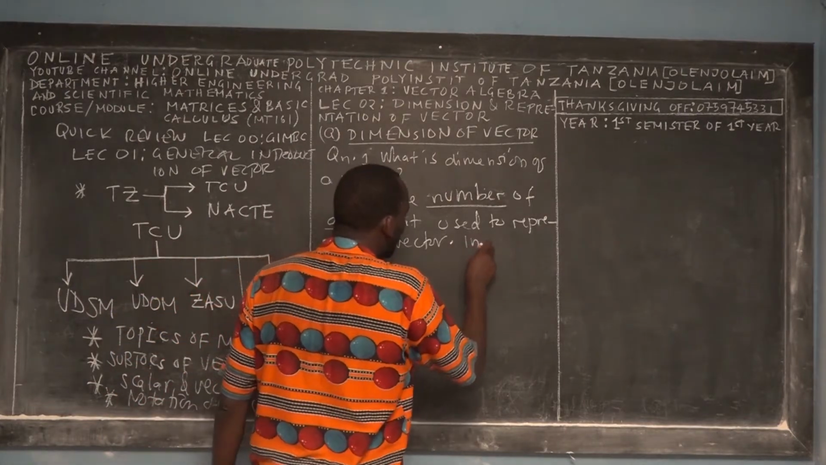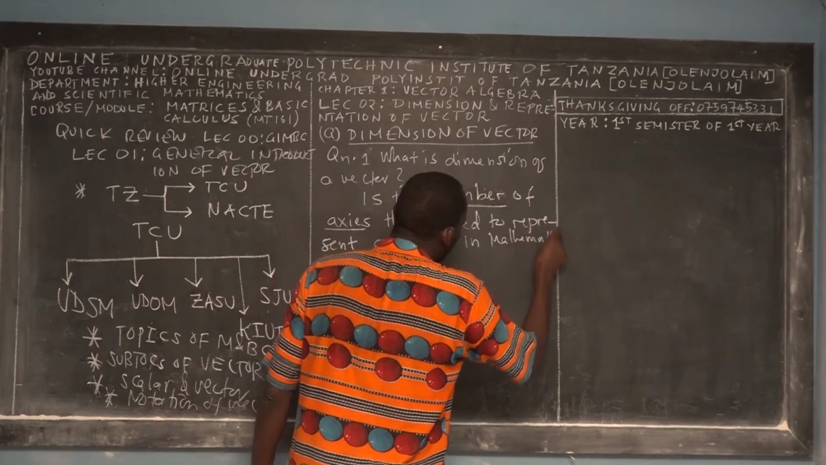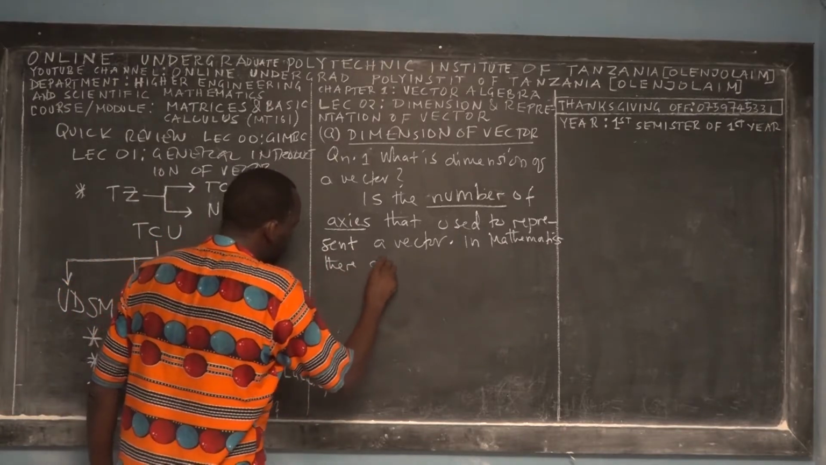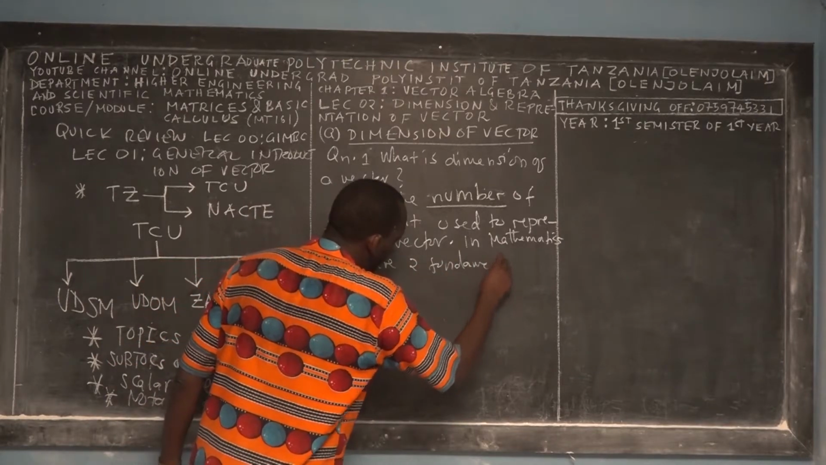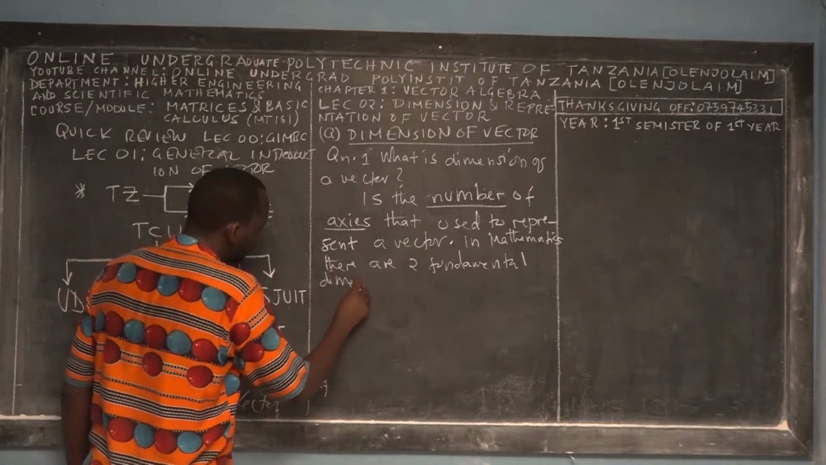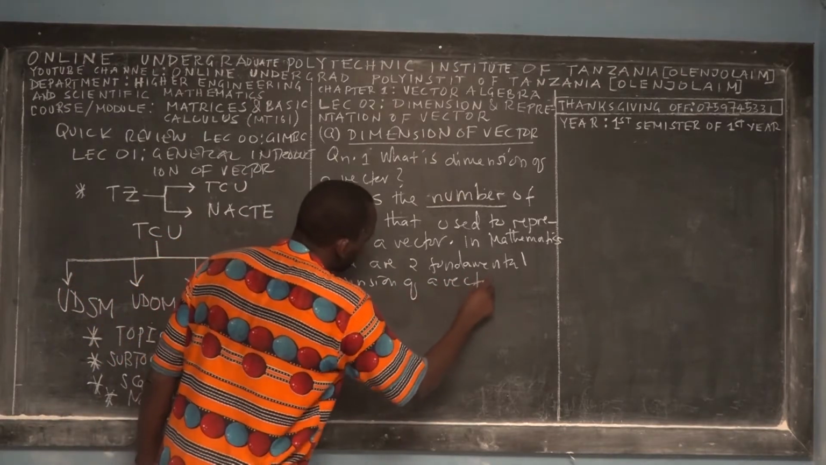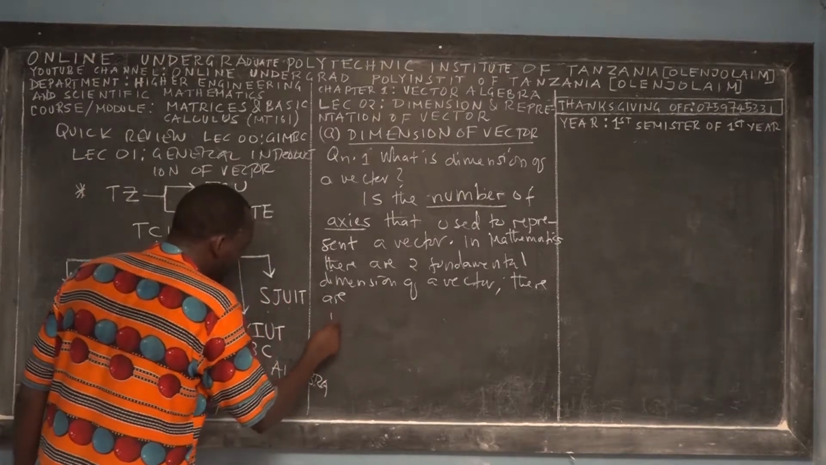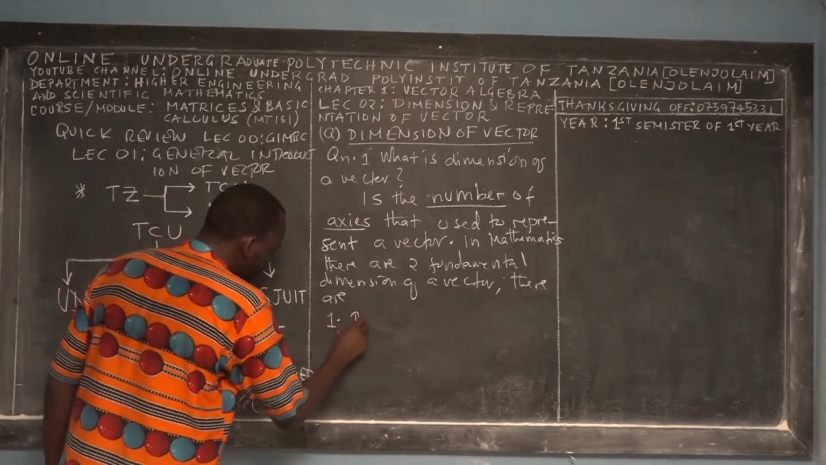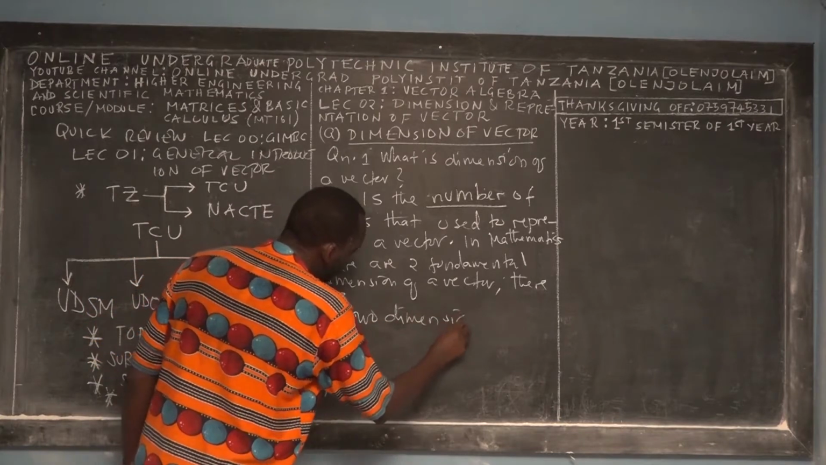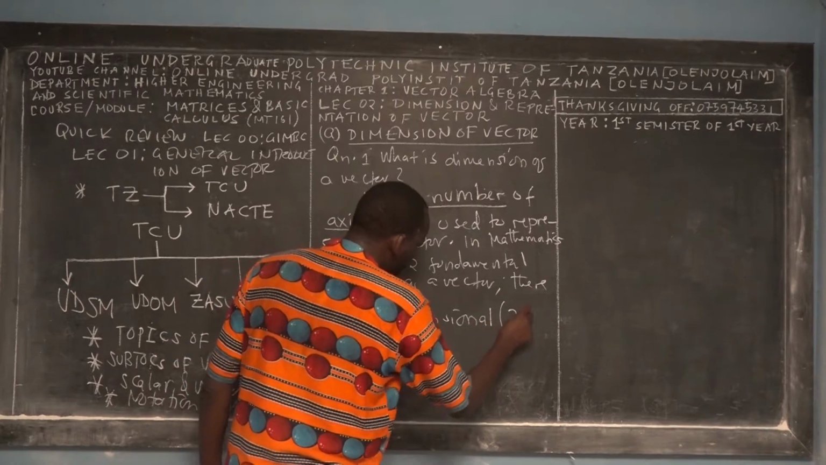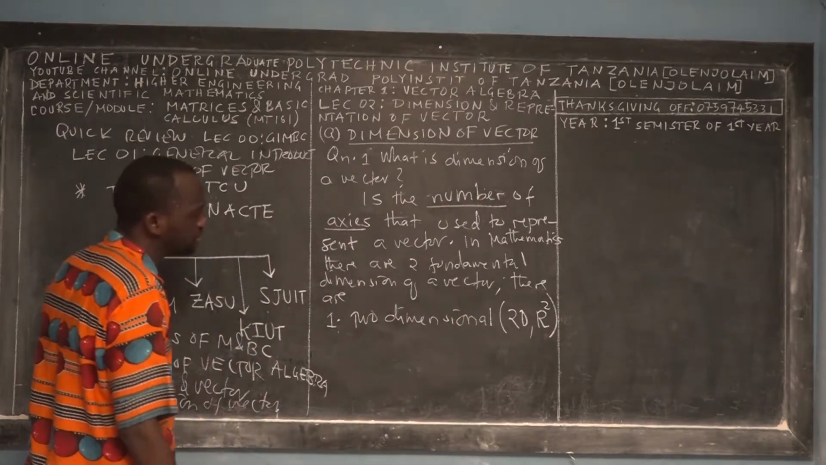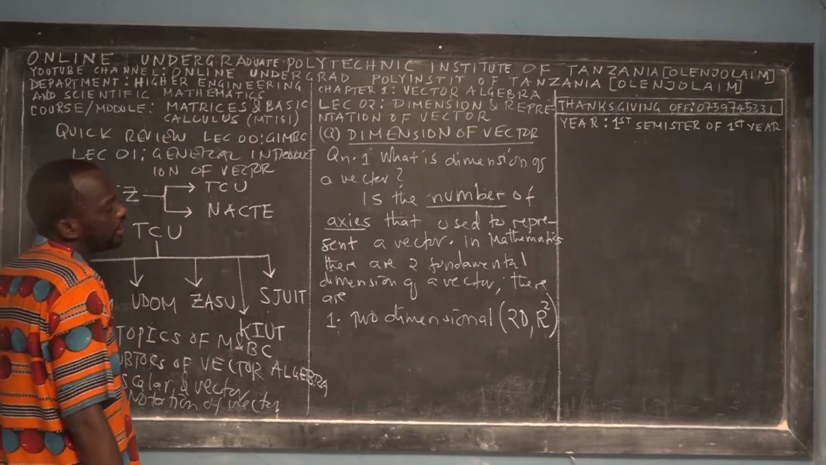So in higher mathematics, we say that there are two fundamental dimensions of a vector. The first dimension is called two-dimensional, notated as 2D. Or in some of the books we have R squared. It doesn't mean that R stands for relation, but those are the notations. So two-dimensional vector.